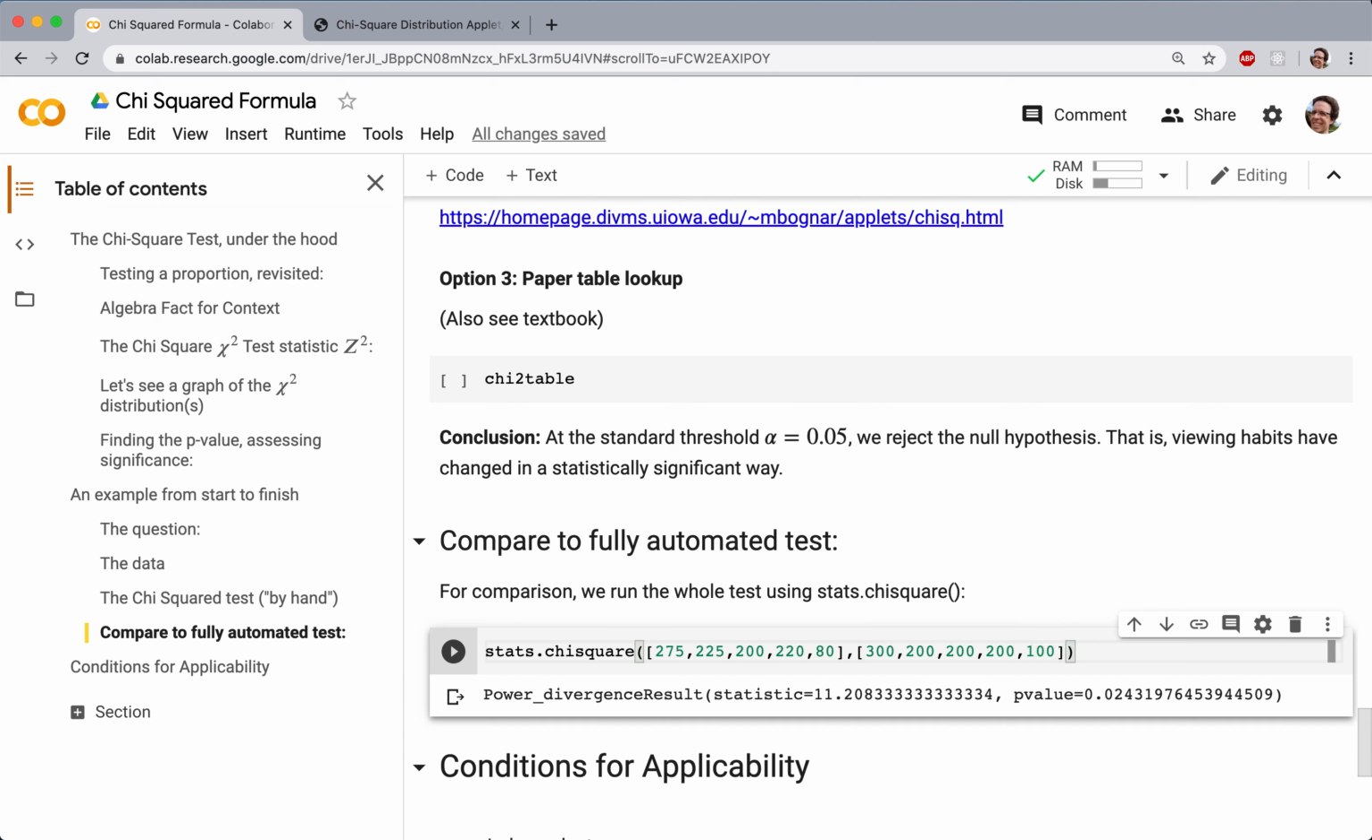So we plug in the actual measured data values here, and we plug in the expected values here, and then this chi-squared function just runs the chi-squared test. And notice it gives us the test statistic, 11.208, but it also gives us the p-value, 0.0243. So if we need either one, then we have them. Typically, once we have the p-value, we don't need the test statistic anymore. So we could just say, okay, the p-value is 0.02. We reject the null hypothesis. So this is the fully automated thing.